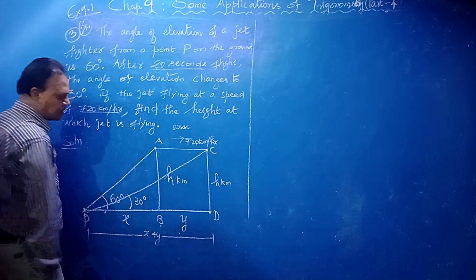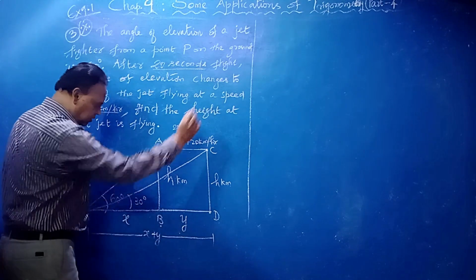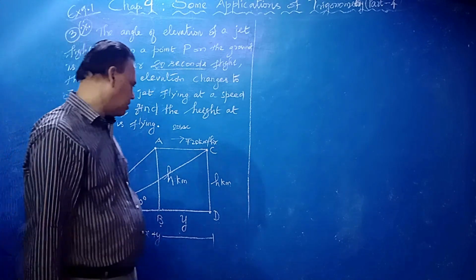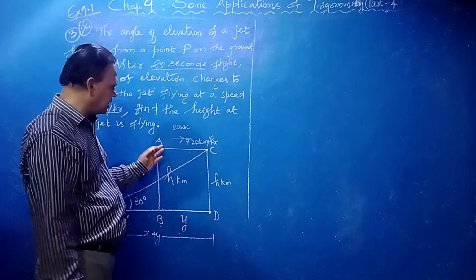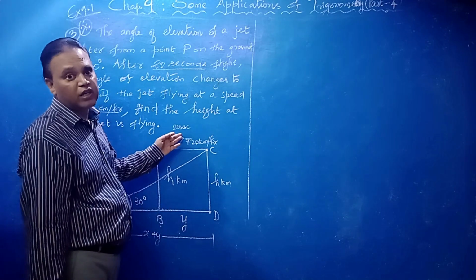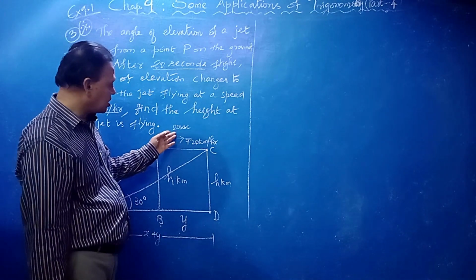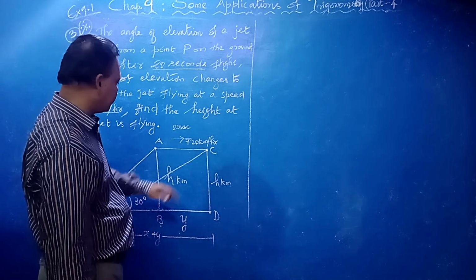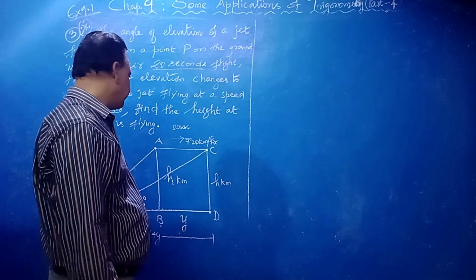So we have to find out this distance y. Here this distance y you have to find out. X eliminate. Okay. Y is nothing but BD. Using the distance formula, that is distance equal to speed into time, then easily you can find out.